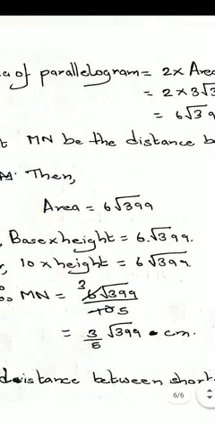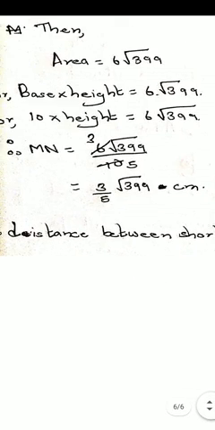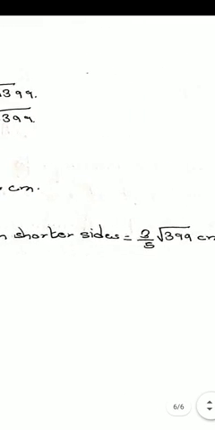So 10 into height equals 6 under root 399. Height happens to be, in this case, if you see the diagram, MN. Yes, so MN equals 6 under root 399 divided by 10. So 3 by 5 under root 399 it will become. So I can write, therefore distance between shorter sides equals 3 by 5 under root 399 centimeter.